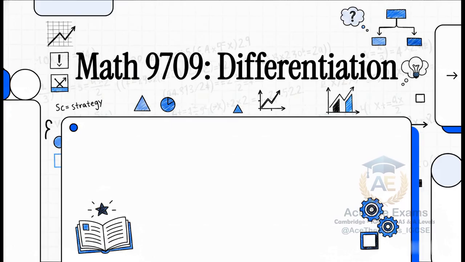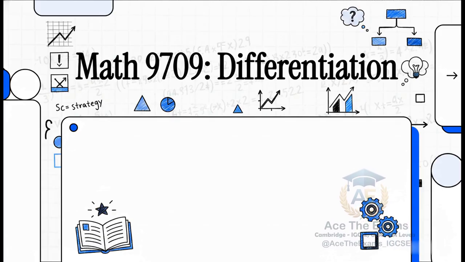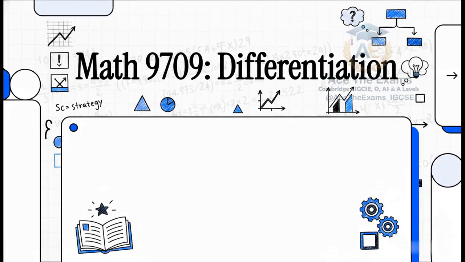Today, we are calmly and methodically deconstructing Section 2.4, Differentiation. Specifically, we're looking at the product and quotient rules for Cambridge AS and A-level mathematics 9709. The difference between a B and an A-star grade often just comes down to recognizing exactly when to use these formulas and the structural discipline you apply to them on the page.